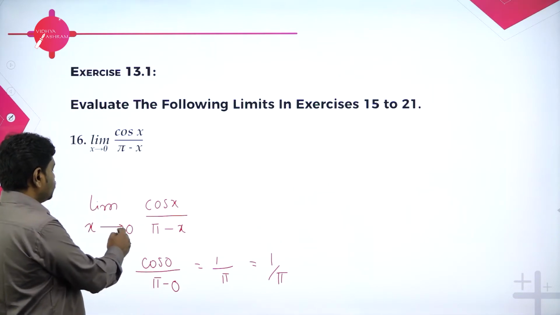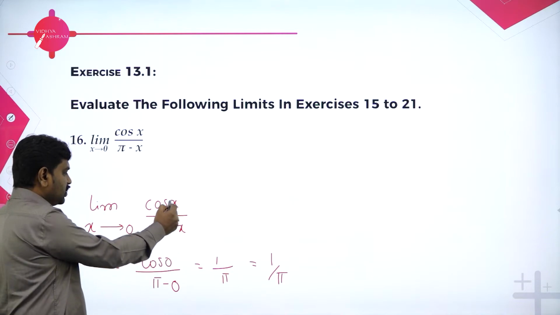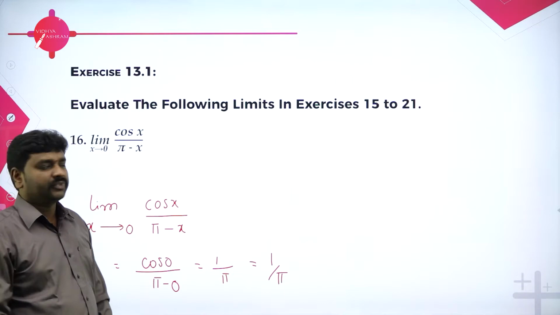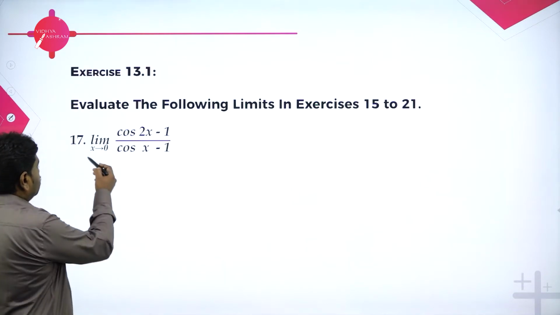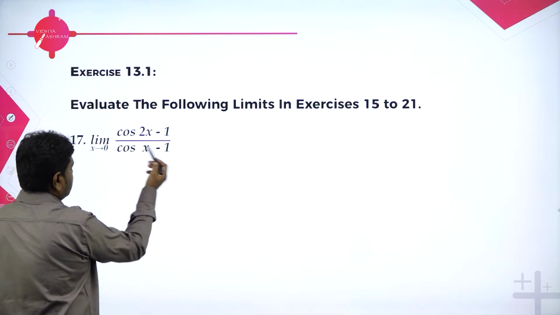So limit x tends to 0, cos x by pi minus x. In the place of x put 0, so it will become cos 0 by pi minus 0. Cos 0 is 1, and pi minus 0 is pi, so 1 by pi. Next we have limit x tends to 0, cos 2x minus 1 by cos x minus 1.